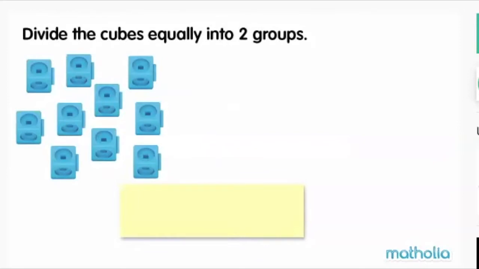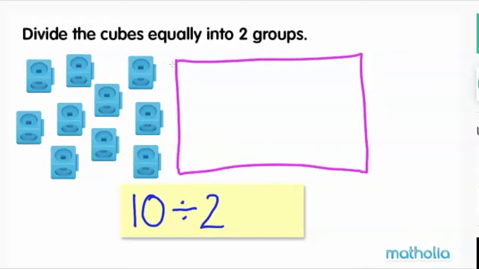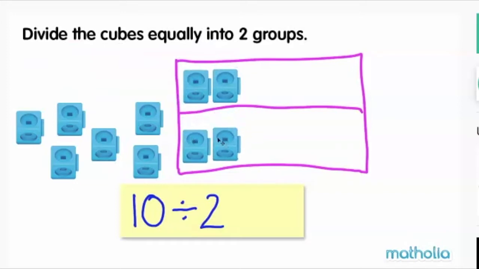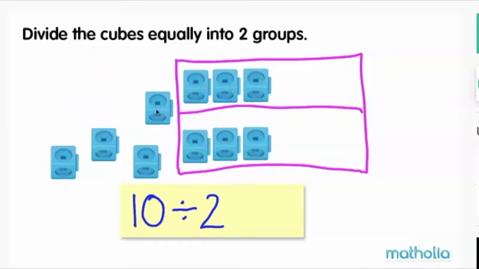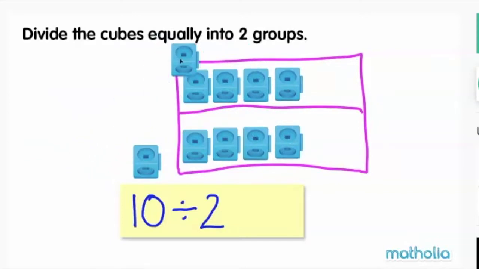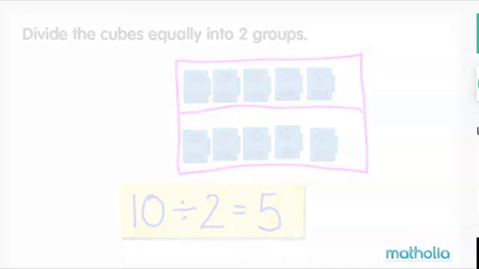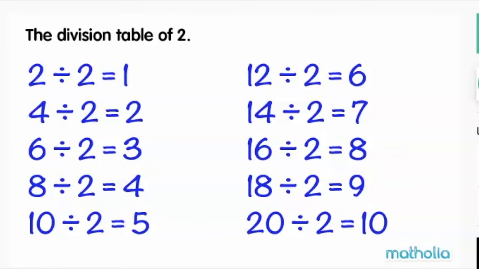Divide the cubes equally into 2 groups. There are 10 cubes. We need to divide them equally into 2 groups. Let's draw 2 empty groups, then place the cubes inside each group until all the cubes are gone. There are 5 cubes in each group, so 10 divided by 2 equals 5. The division table of 2.